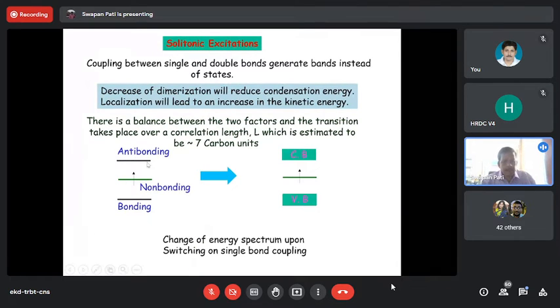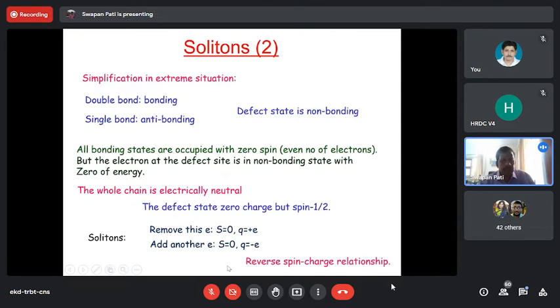So for example, coupling between single and double bonds generates bond states. You have antibonding and bonding molecular orbitals, switching the bond pattern. For example, the double bond gives bonding, the single bond is antibonding, and the defect state is a non-bonding one. Now if you have a chain structure, there is a defect state which is non-bonding, and it has an unpaired electron, but the whole system is neutral.